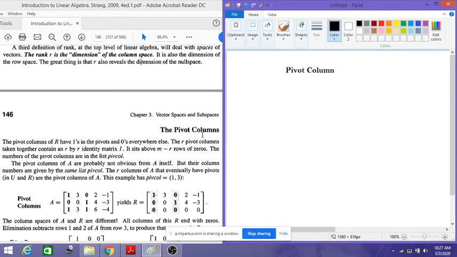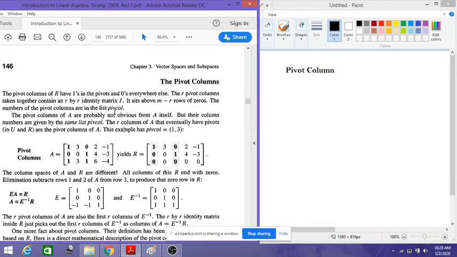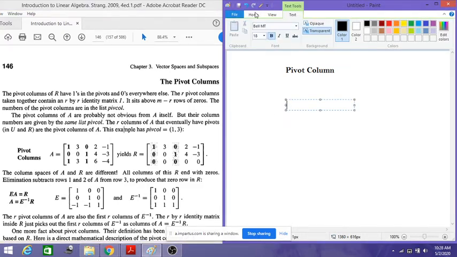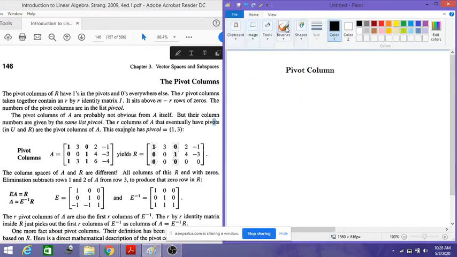Let's talk about pivot columns. So the pivot columns of R have ones in the pivots and zeros everywhere else. Now let's take an example of matrix A. So matrix A is equal to 1, 3, 0, 2, minus 1, then 0, 0, 1, 4, minus 3, and 1, 3, 1, 6, minus 4.